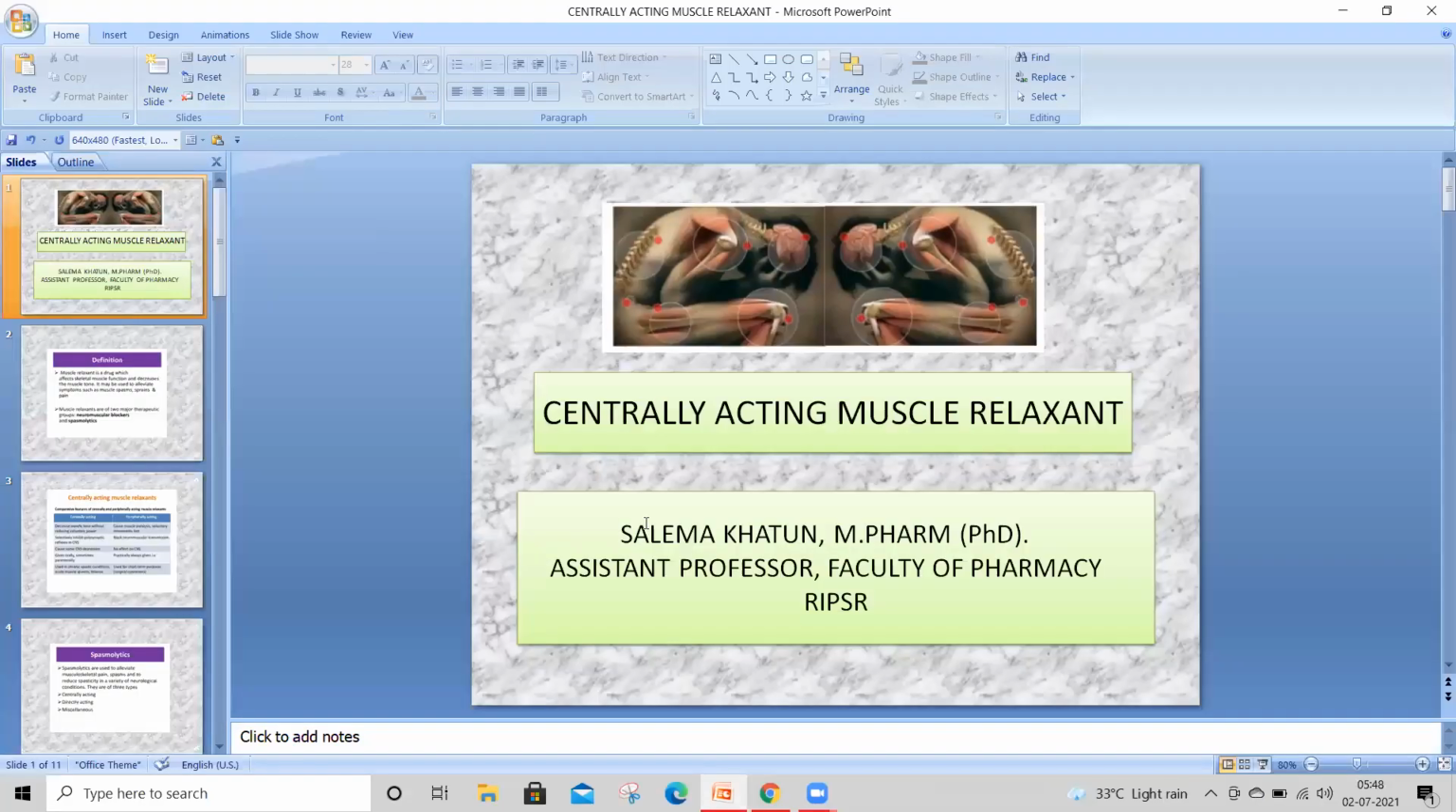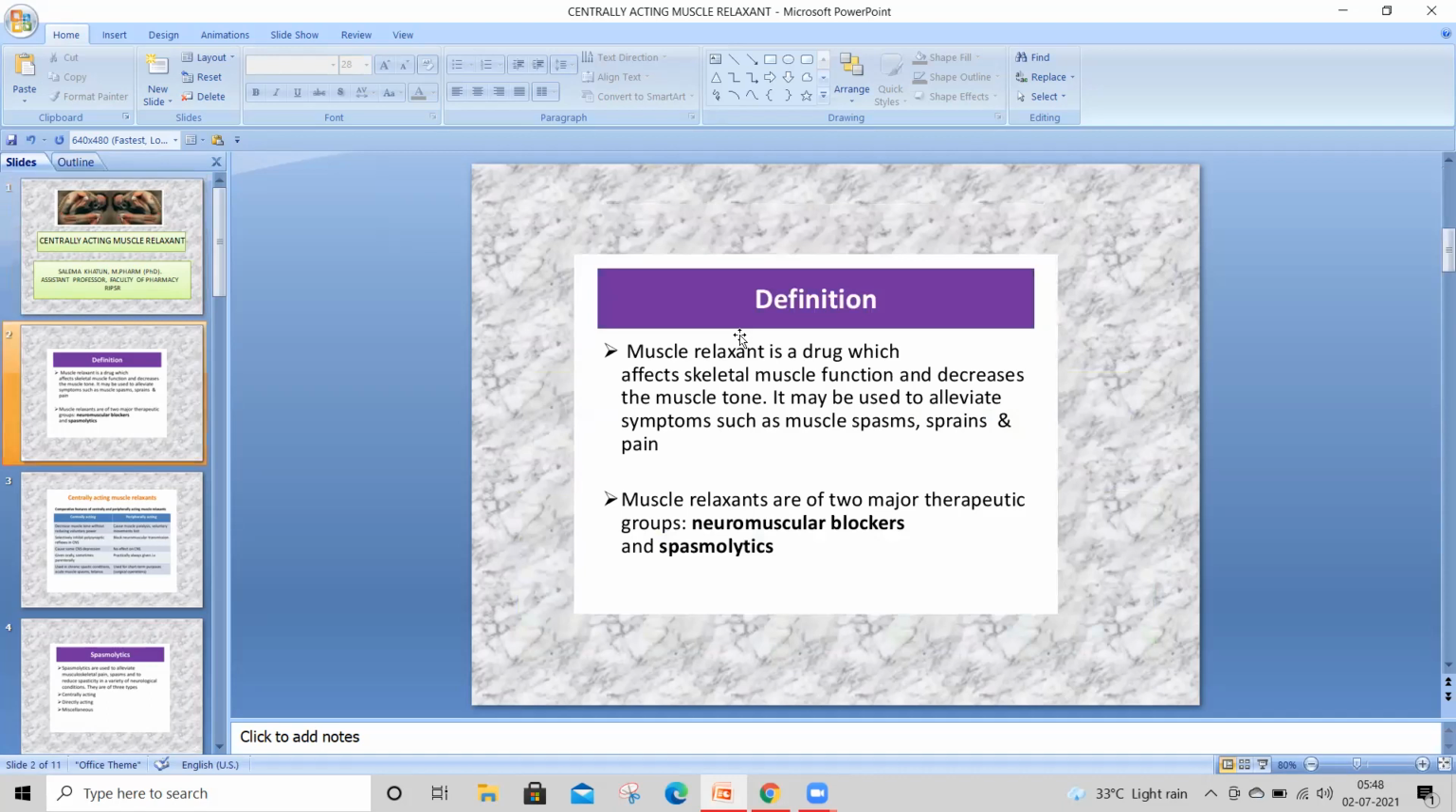And here you can see centrally acting muscle relaxant, and for that you have to know the classification of nervous system. As you know, nervous system can be classified into two main types: central nervous system and peripheral nervous system. So central nervous system includes brain and spinal cord, and peripheral nervous system includes everything other than brain and spinal cord. So here we will discuss centrally acting muscle relaxant.